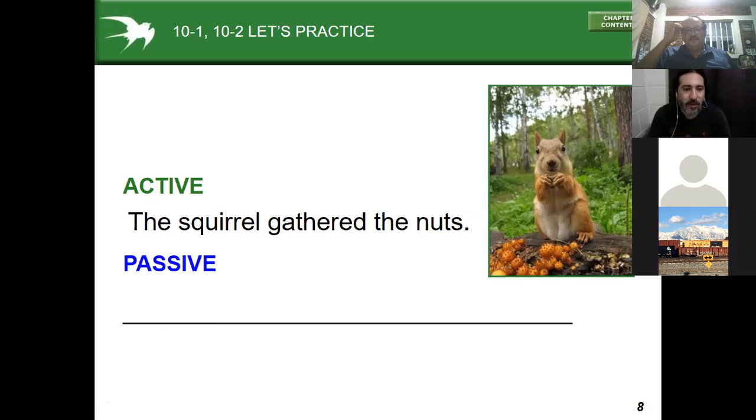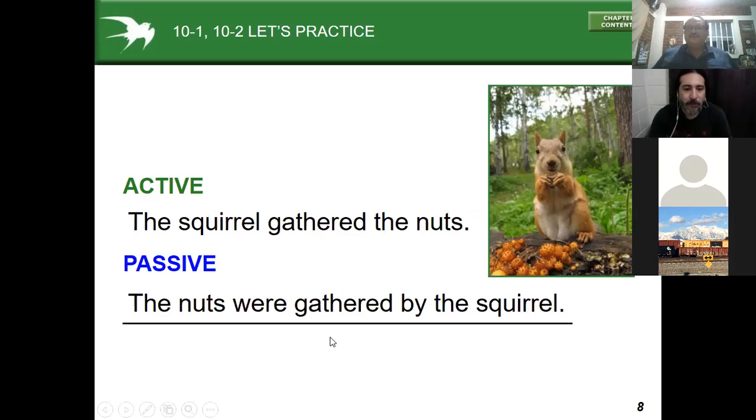The nut, the squirrel. Okay, yes. Remember that. Are the nuts singular or plural? It's plural. Okay, when you put the nuts, where? Gathered by the squirrel. The nuts were gathered by the squirrel. There you go. Nice. Because this is plural. If this is only one nut, then you say was; it is nuts, were.